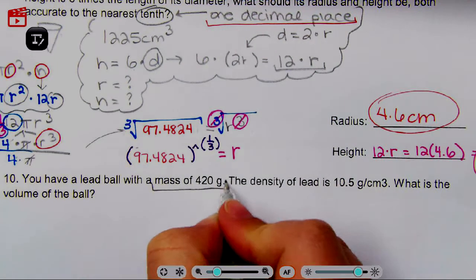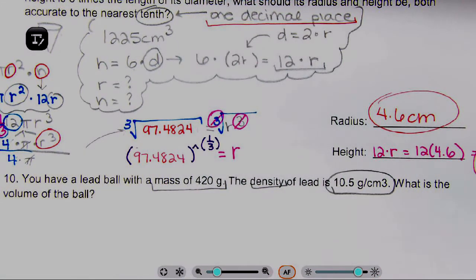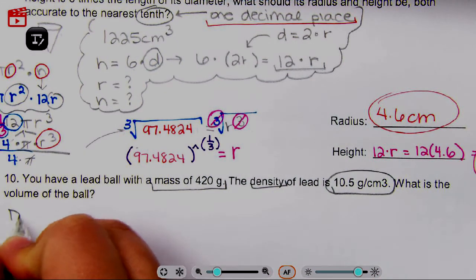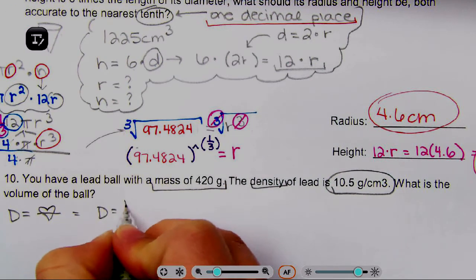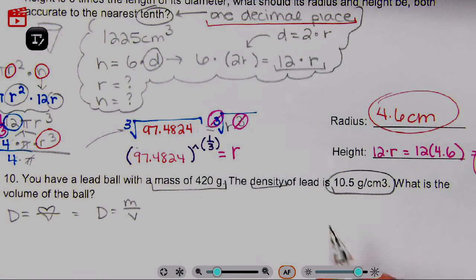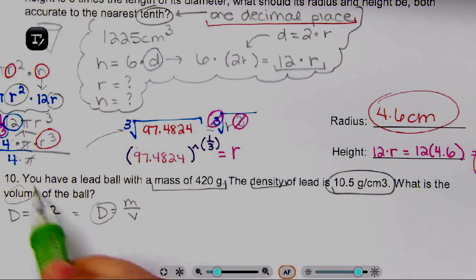We have a mass of 420. You have a density of 10.5. What is the volume? So we know density is equal to mass over volume. Now, we don't want to solve for density. This formula has us solving for density. What we want to solve for is volume.